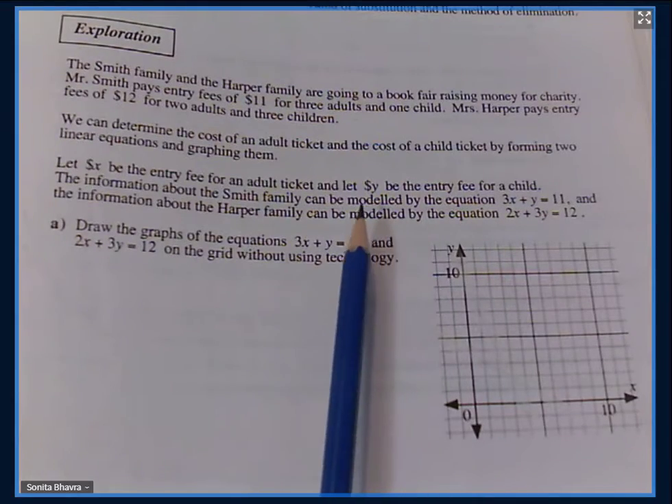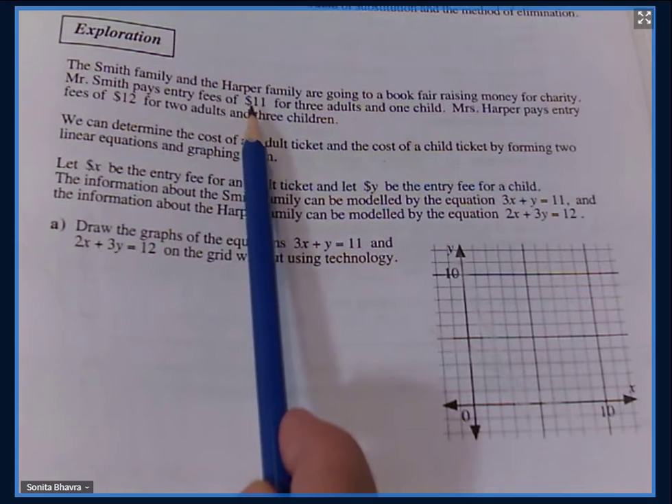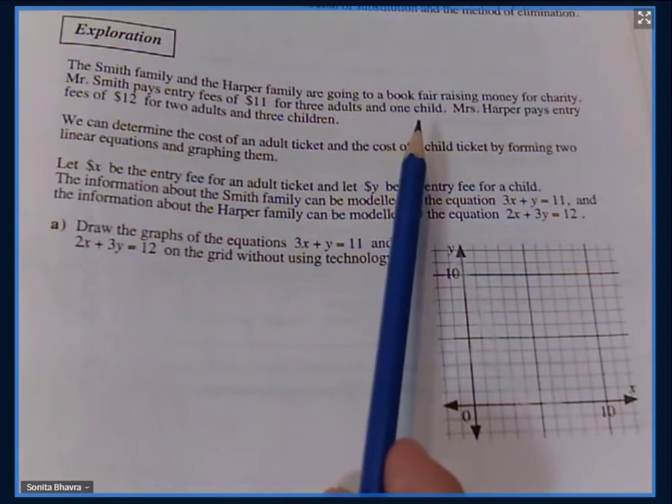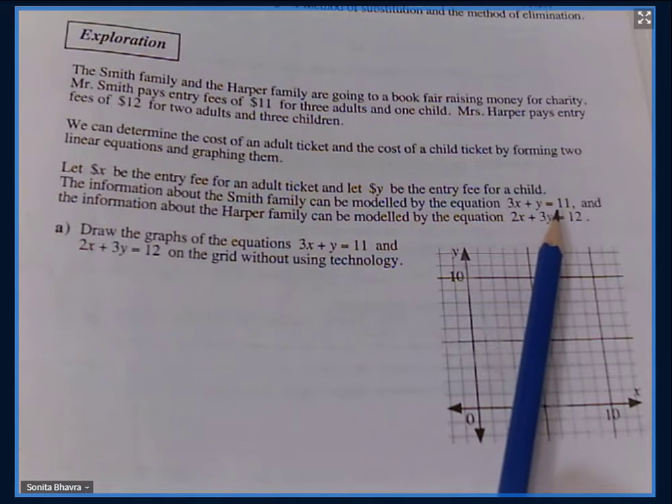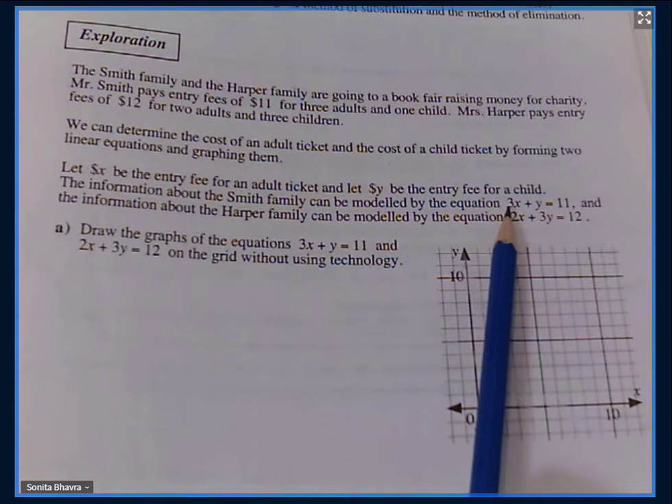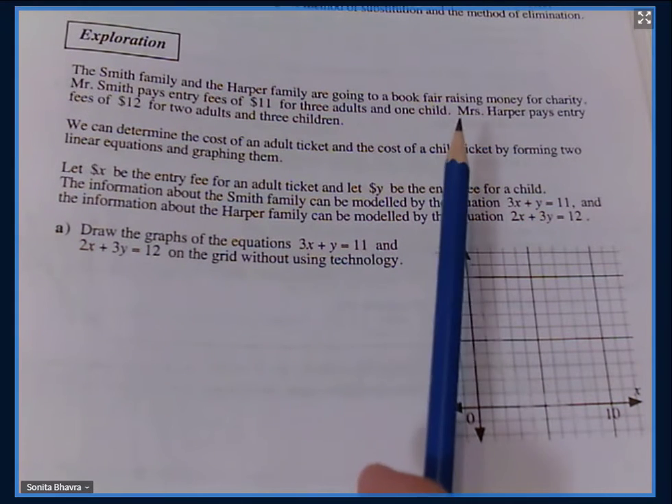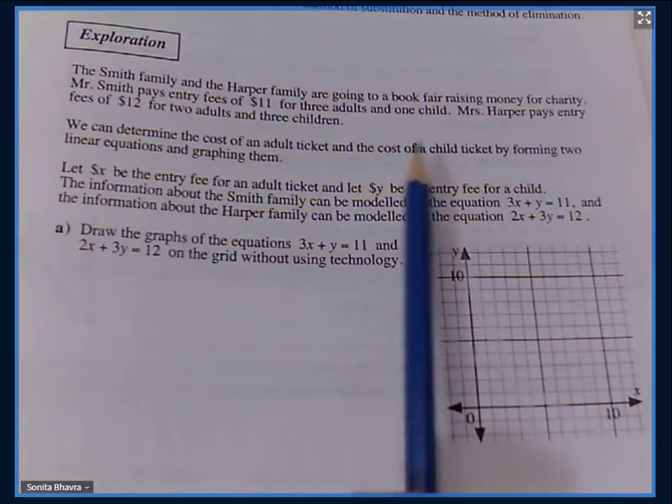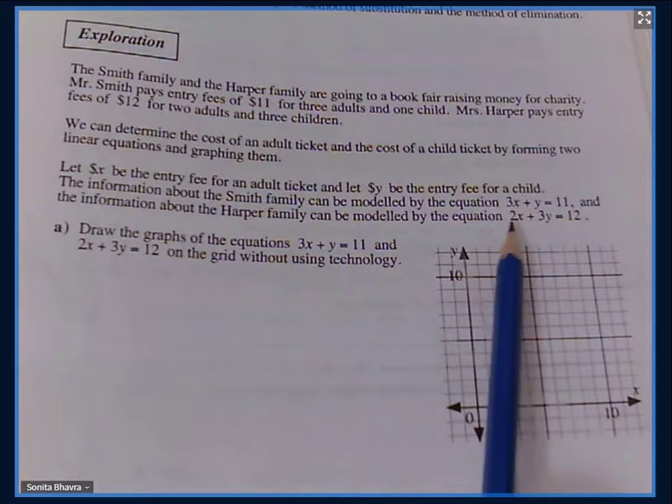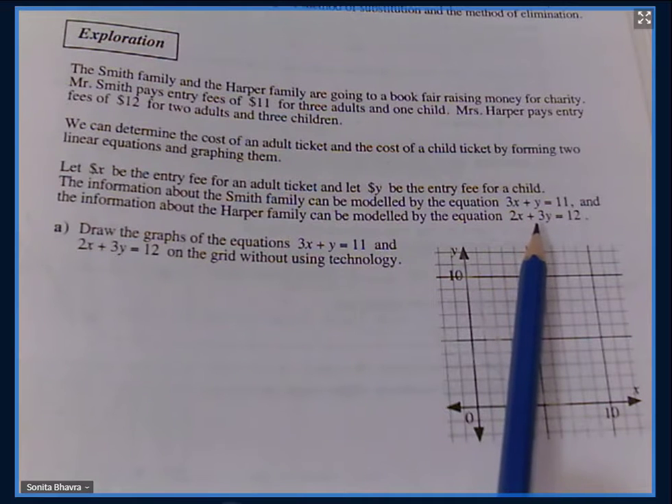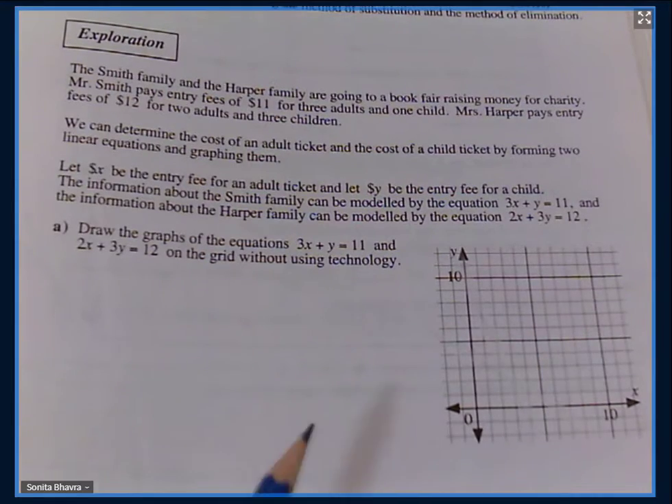Again, the Smith family paid $11 for 3 adults and 1 child. So 3x plus y, or 1y, equals 11. Here x is representing the adult, and y is representing the child. Then we had the Harper family. They paid $12 for 2 adults and 3 children. So 2x, plus 3y, equals 12. That's how we get the two equations.